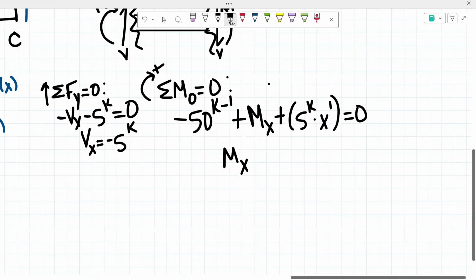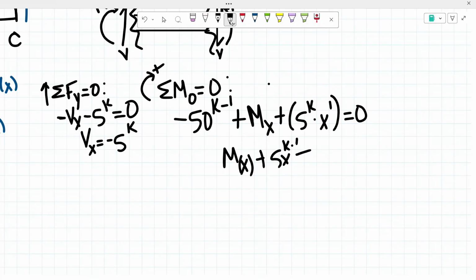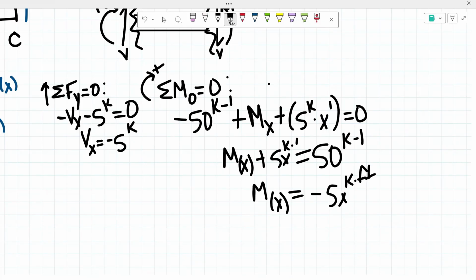We know that the moment of x plus the 5x kip feet is equal to 50 kip feet. From there, we know that our moment is equal to negative 5x kip feet plus the 50 kip feet.